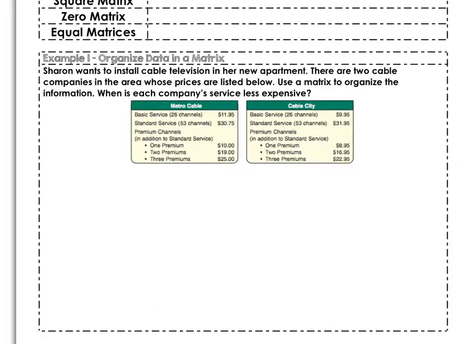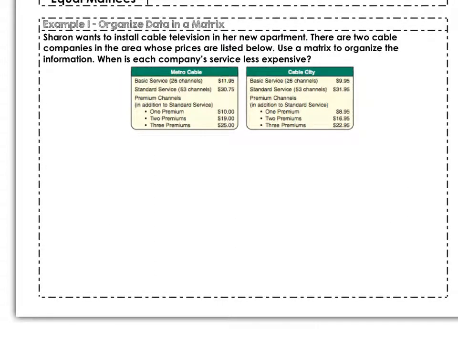The first example that I'm going to explain is how to organize data into a matrix. Notice that the question actually provided tables. Whenever I'm given tables, I like to leave the tables the way they are and use those to help me create my matrices. So you'll probably notice that my answer is going to be a little bit different than the textbook's.